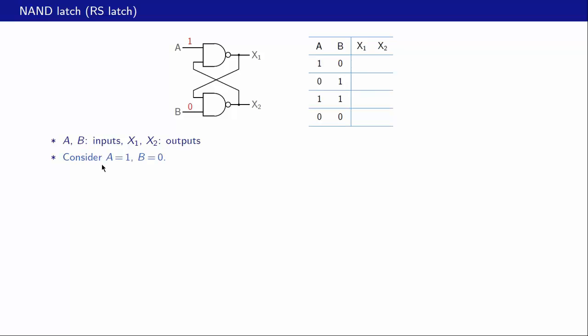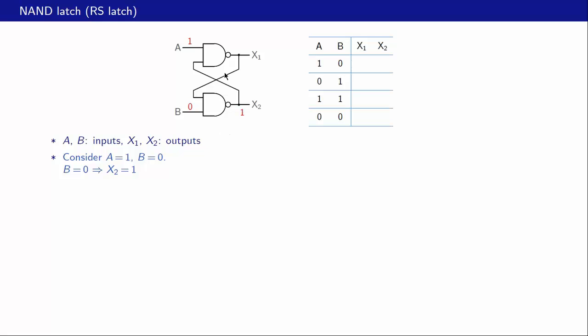Let us start with A equal to 1 and B equal to 0. So we have 1 here and 0 here. And we don't know what the other input of this gate is yet. But we do know that if this is 0, then X2 is going to be 1, because any one input of a NAND gate being 0 implies that the output must be 1. So we can say that X2 is 1.